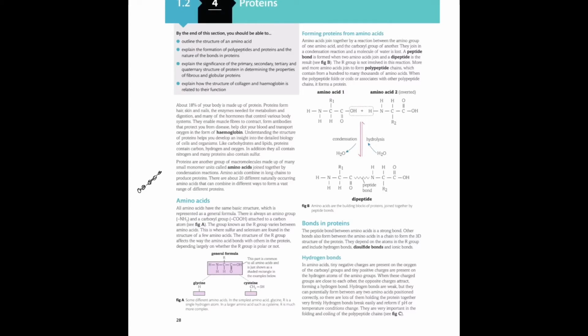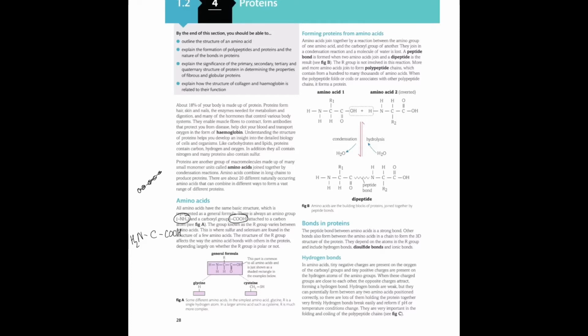Amino acids. All amino acids have the same basic structure, which is represented as a general formula. There is always an amino group, NH2, and a carboxyl group, COOH, attached to a carbon atom. So they're saying this. And this is actually important, but it's the N that comes first actually, because the carbon bond is attached to the nitrogen atom, not to the hydrogen.